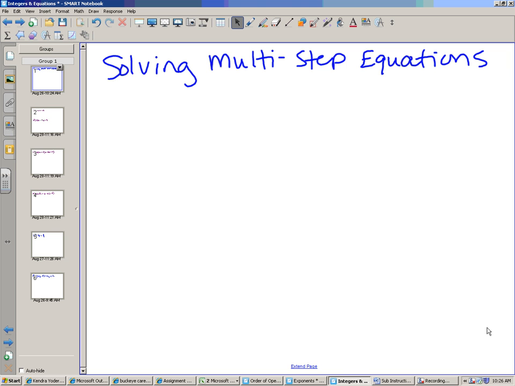The worksheet is going to be solving multi-step equations. Now, I am going to review a couple things with you that you need to remember. One of them is the distributive property.